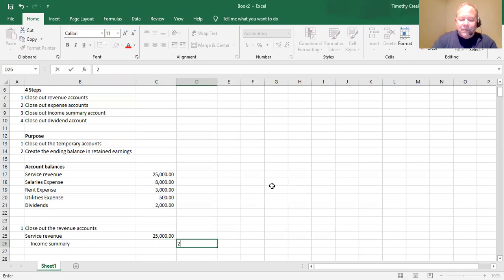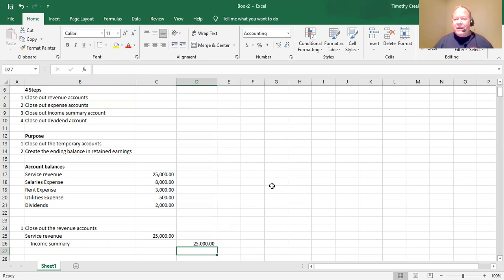And again, income summary's only purpose is it's where you put your revenue and expense accounts when you're closing them out. That's its only purpose. Then it gets closed out, so it never has a balance in it except momentarily, and then it's closed out. So if you want to close out the revenues, you want to debit the revenue since they have a normal credit balance, and you're going to close it out to the income summary account.